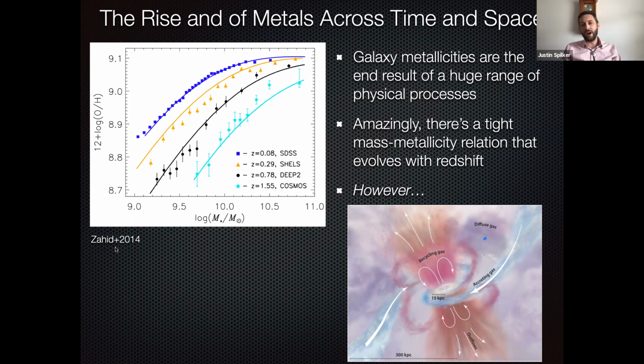So all of that complex physics, at least on average, comes down to a relationship that looks something like this, where we find that at a given stellar mass, as you go further and further into the history of the universe, galaxies become more and more metal poor. And that correlation holds across stellar masses and across redshifts, which I think is kind of cool. But there are a few problems with this picture, I think.